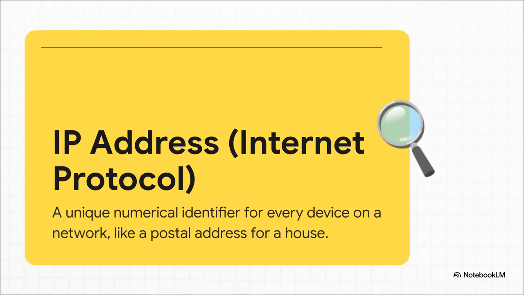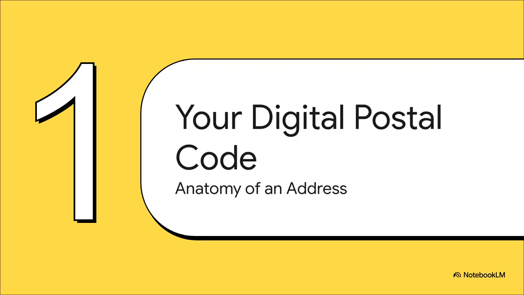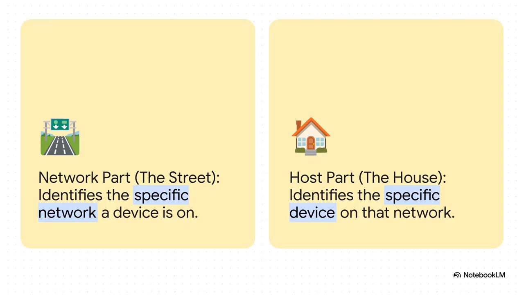Well, the secret is the IP, or Internet Protocol Address. This right here is the solution. Every single device that hops onto a network gets one of these unique numerical IDs, and that's its digital postal code. It's that simple. Now, you might think this address is just a random jumble of numbers, but nope, it's actually got a really clever structure, just like a real-world address that helps get information where it needs to go super efficiently. So let's crack one open and see what's inside.